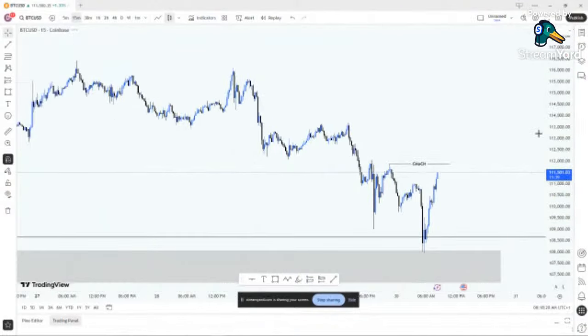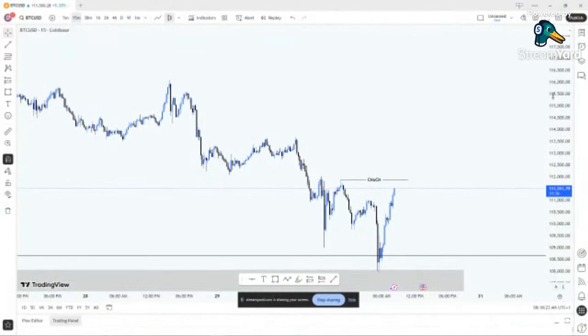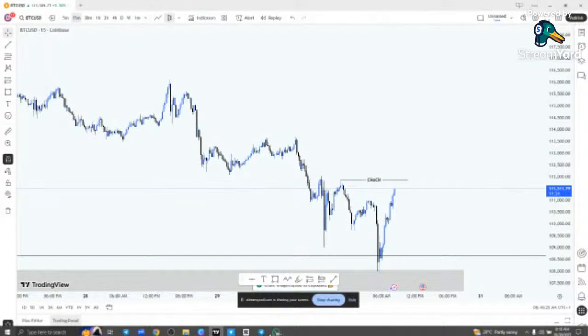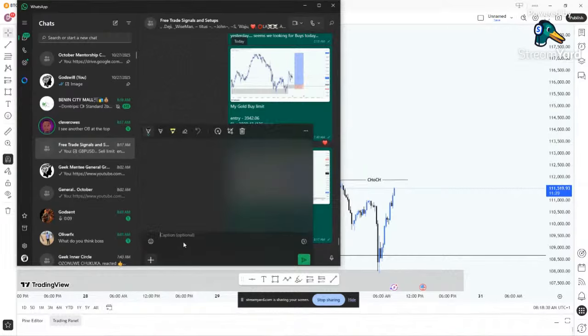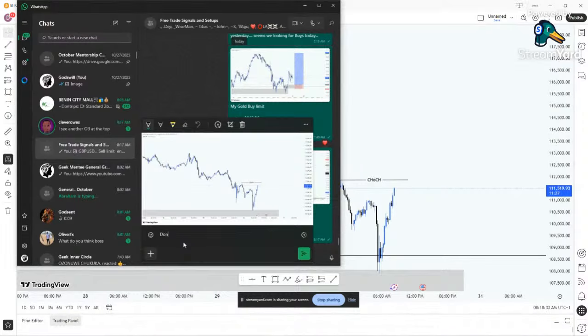Now let me drop this on BTC. You can see what I said on BTC. So BTC is currently buying, so look for buys. Don't sell BTC. Wait for a choke to look for buys.